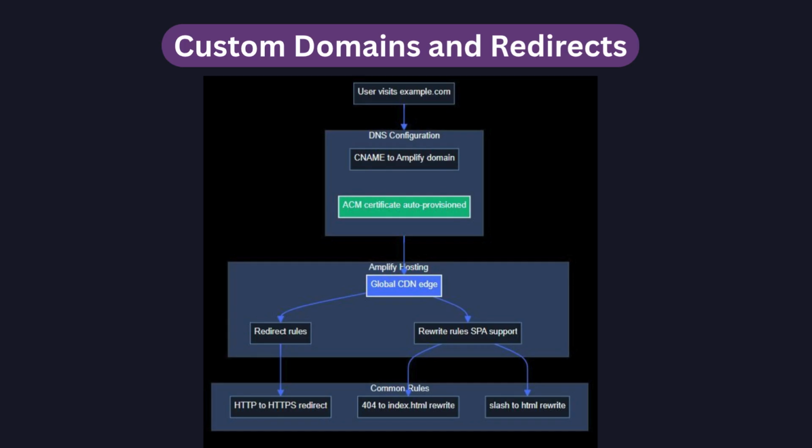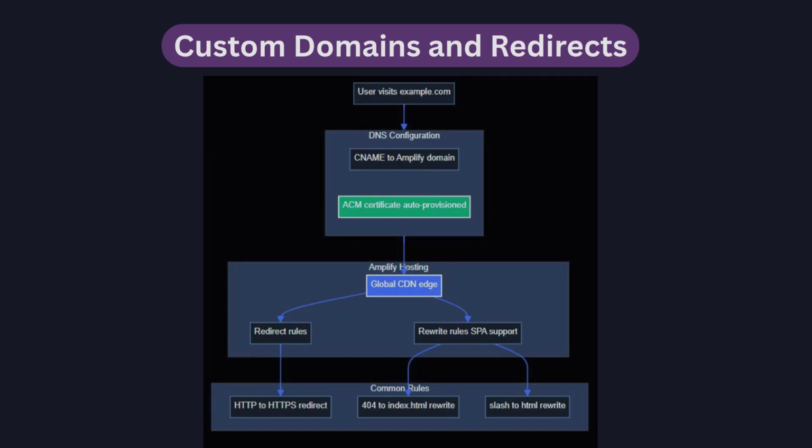Redirect and rewrite rules handle important behaviors such as forcing HTTPS, supporting single-page application routing by redirecting all unknown routes to index.html, and enabling clean URLs. You can also map different branches to subdomains for separating production, staging, and development environments.